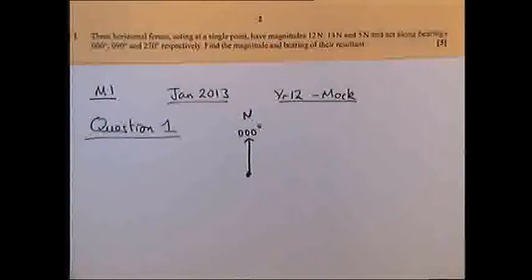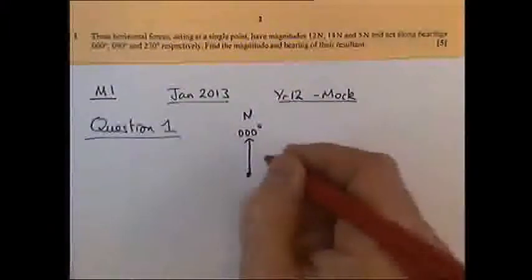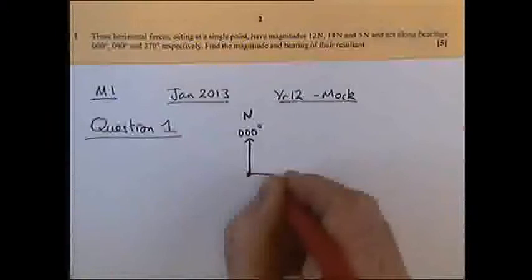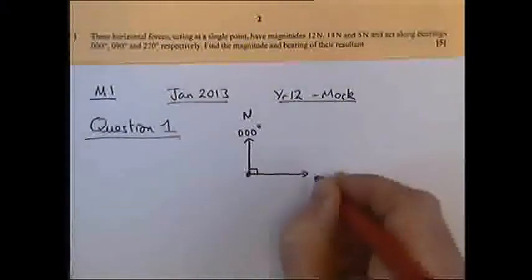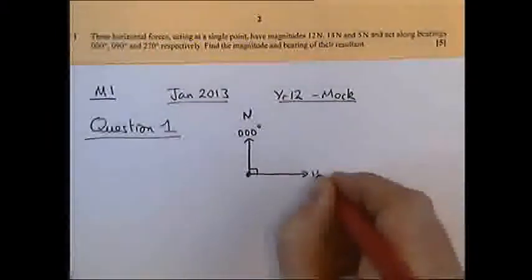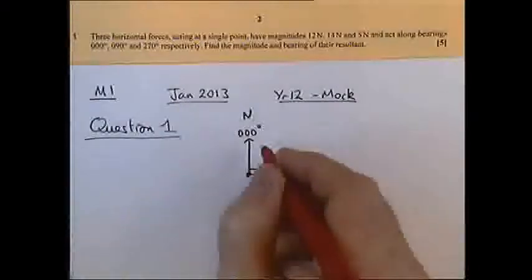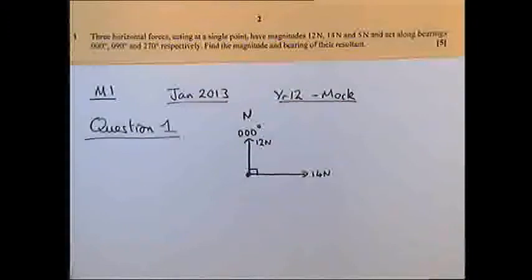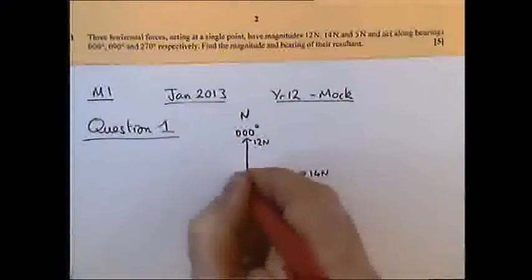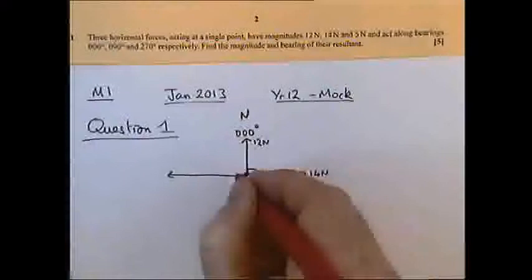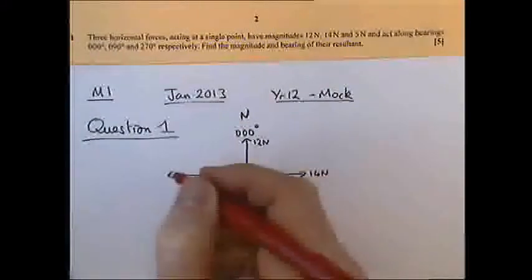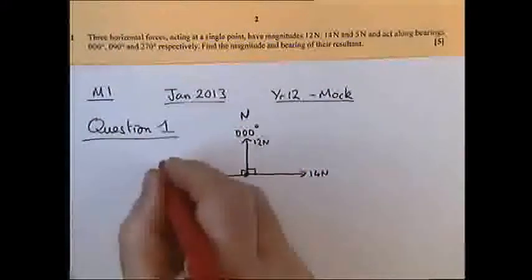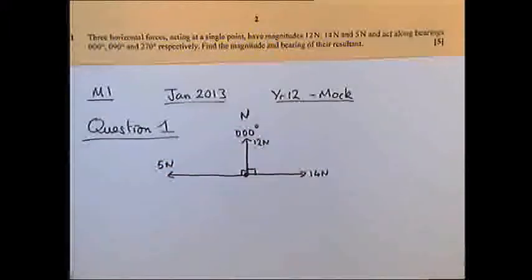The next force is acting at a bearing of 090 degrees, so that's east, and that force is 14 newtons. And this force here, acting up, is 12 newtons. And the last force is 270 degrees, which is west. So that's like that, and that's a force of 5 newtons. So as usual, and as I've asked you to do in every problem, you start with the diagram. You take that paragraph of words and you turn it into a diagram.